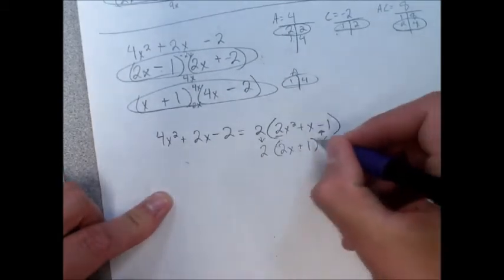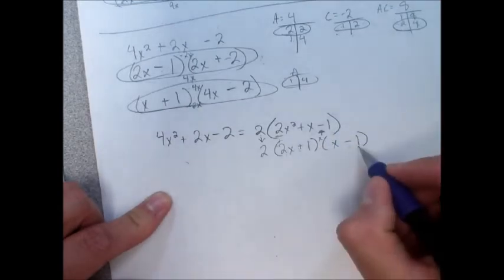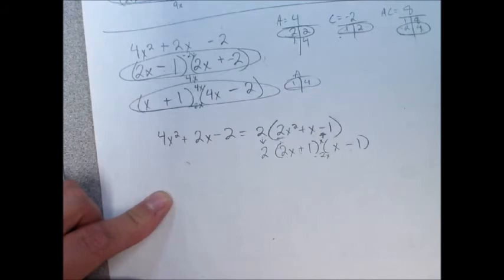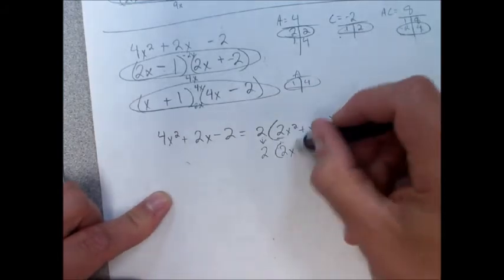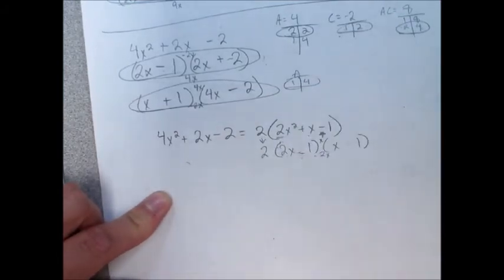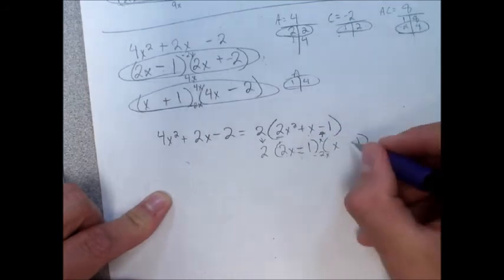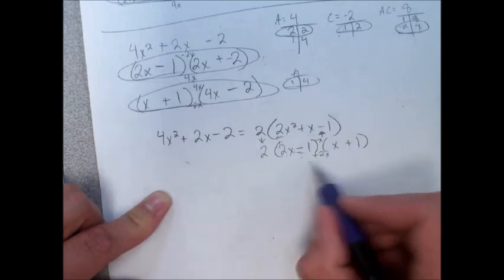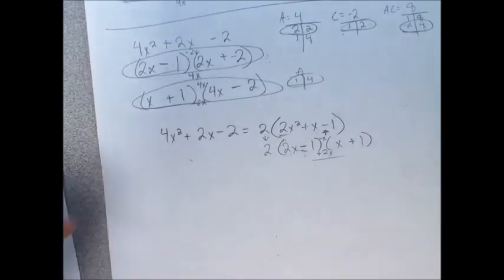1 times x is x. 2 times negative 1 is negative 2x. When I combine those, I get a negative 1x, which is not what they have. So I'm going to switch it. So I have a minus here and a plus here, and another quick test will give me a minus x and a positive 2x, and it gives me a positive 1x.